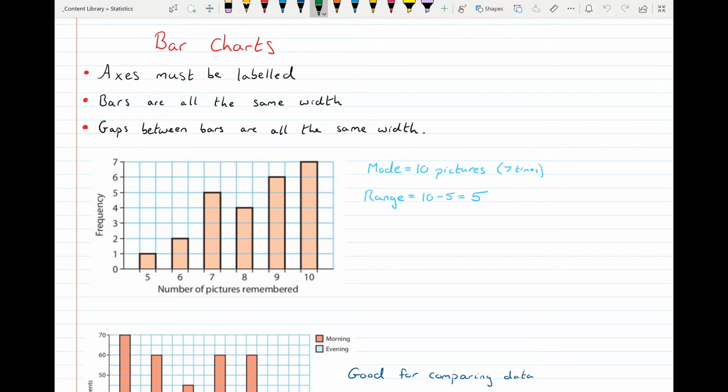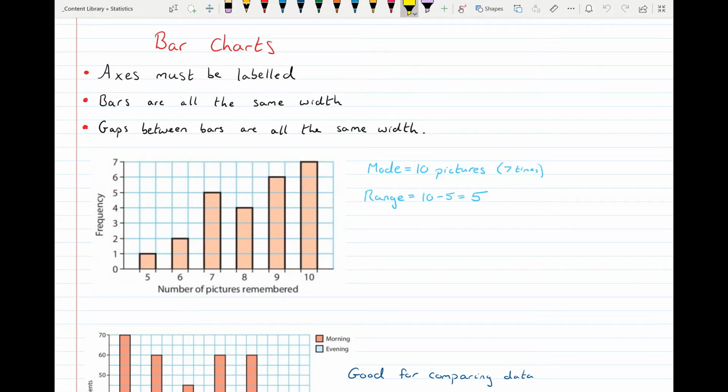The second thing is all the bars must be the same width. So they're either all going to be 1 box wide or 2 boxes wide or 3 boxes. Each bar will be the same. And the gaps between each bar must also be the same. So that's quite important.